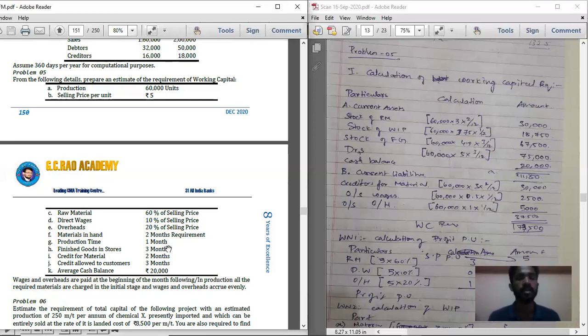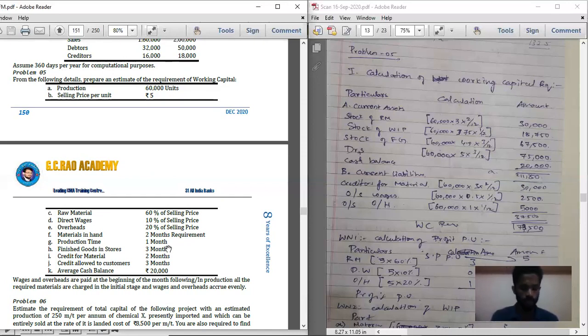Wages and overheads are paid at the beginning of the month following. See, understand this. It means a 1 month gap. Suppose in April they are working, we are going to pay for that April month in May. That is what they have mentioned as the adjustment. In the exam, students will get confused whether to take 1 month or not to take any month, because at the end of the month they would be paying. They have not mentioned it is paid at the end of the month. They are mentioning it is paid at the beginning of the month following.